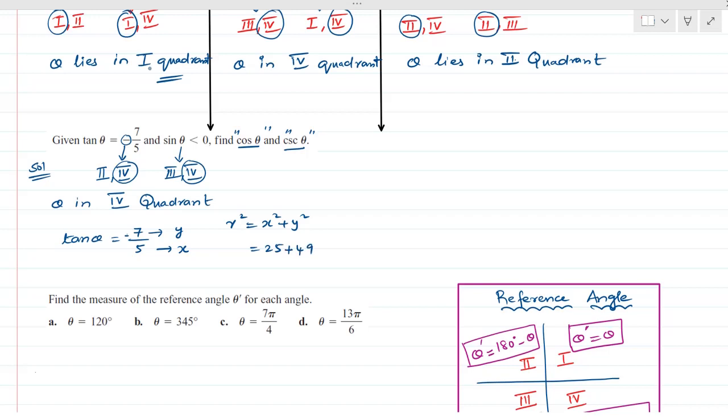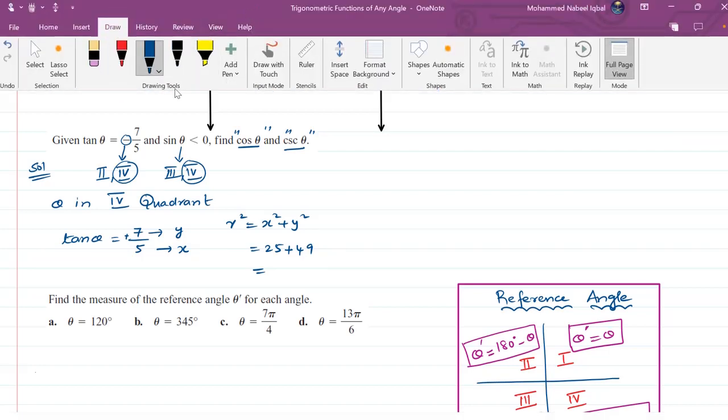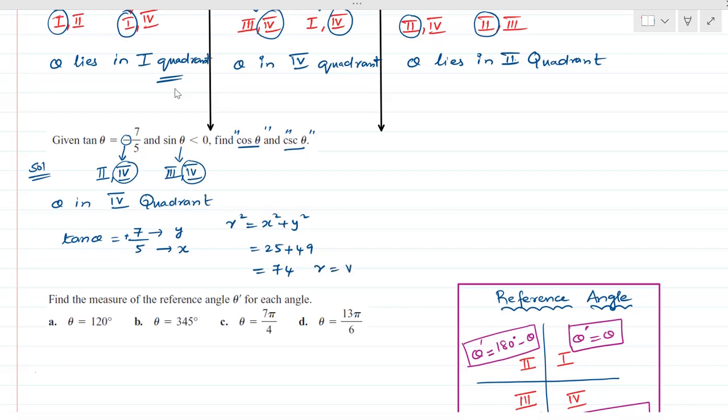We are not taking the minus. Why? Because the minus is due to the quadrant. It doesn't affect r here, because we are squaring each part. So 49 plus 25, which is 74. R square is 74. If you take the square root, you will get r equal to root 74.